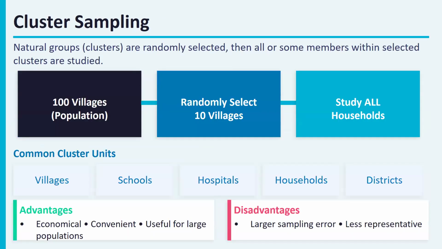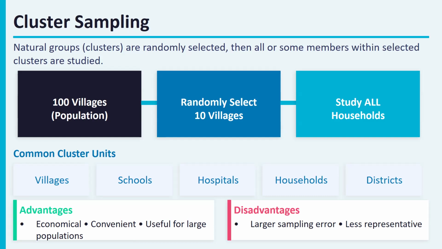So now we come to the cluster sampling, which is that natural groups or clusters are randomly selected. Then all or some members within the selected clusters are studied. For example, in the population, we have 100 villages, and we randomly select 10 villages. And then from those 10 villages, we study all the households. So common cluster units can be villages, or schools, or hospitals, or households, or districts.